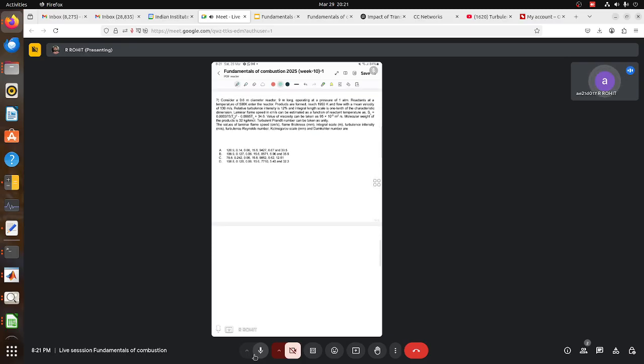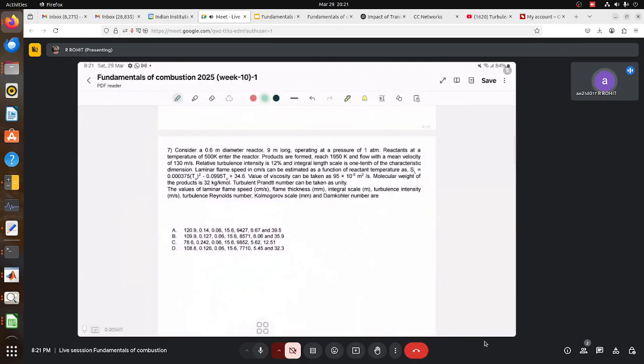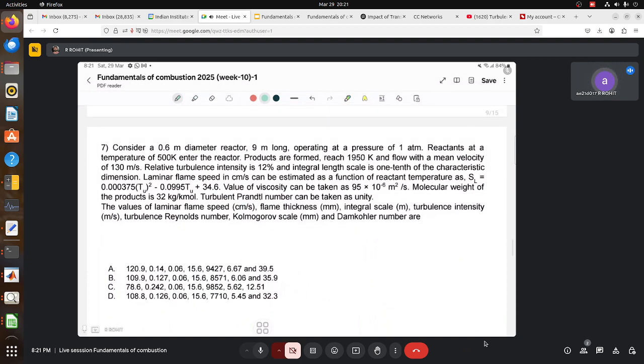Now we have a numerical with us. Consider a 0.6 meter diameter reactor, 9 meter long, operating at a pressure of 1 atmosphere. Reactants are entering at a temperature of 500 Kelvin into the reactor. Products are formed, reach 1950 Kelvin, and flow with a mean velocity of 130 meter per second. Your relative turbulence intensity is 12% and your integral length scale is 1/10 of your characteristic dimension.